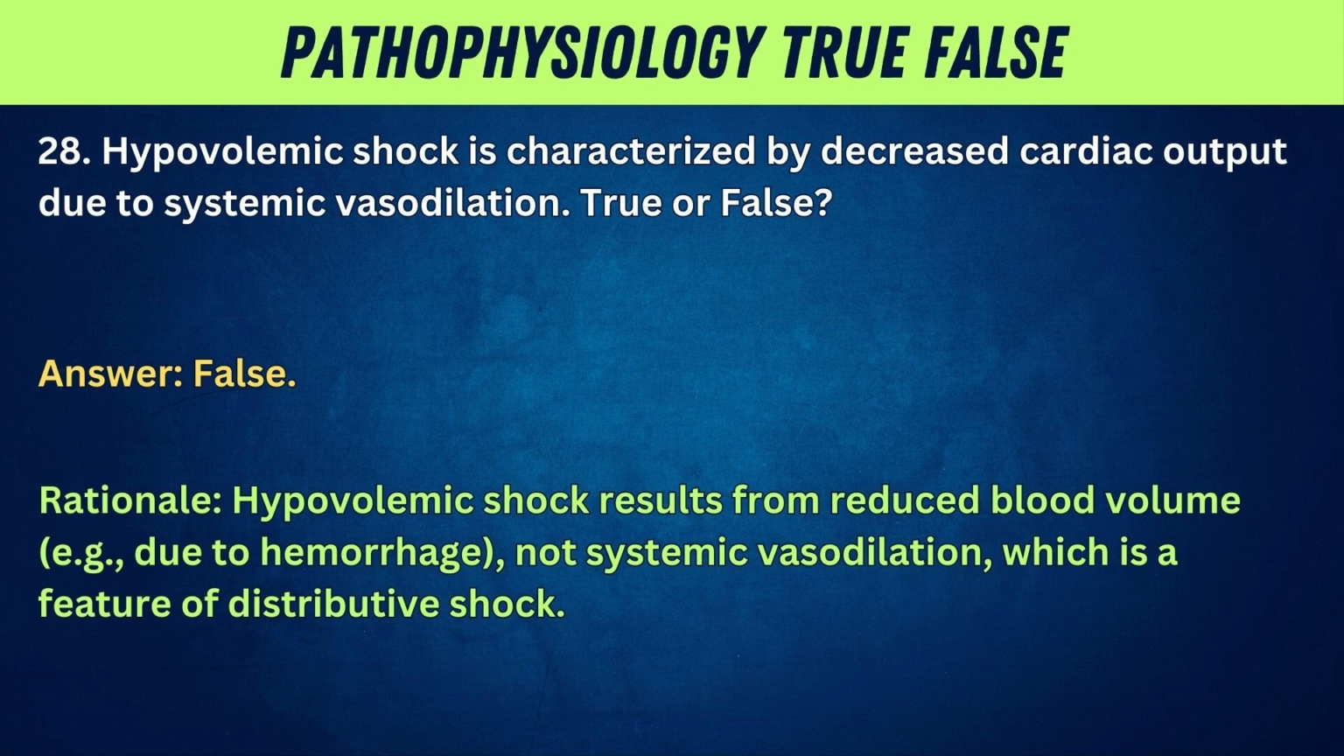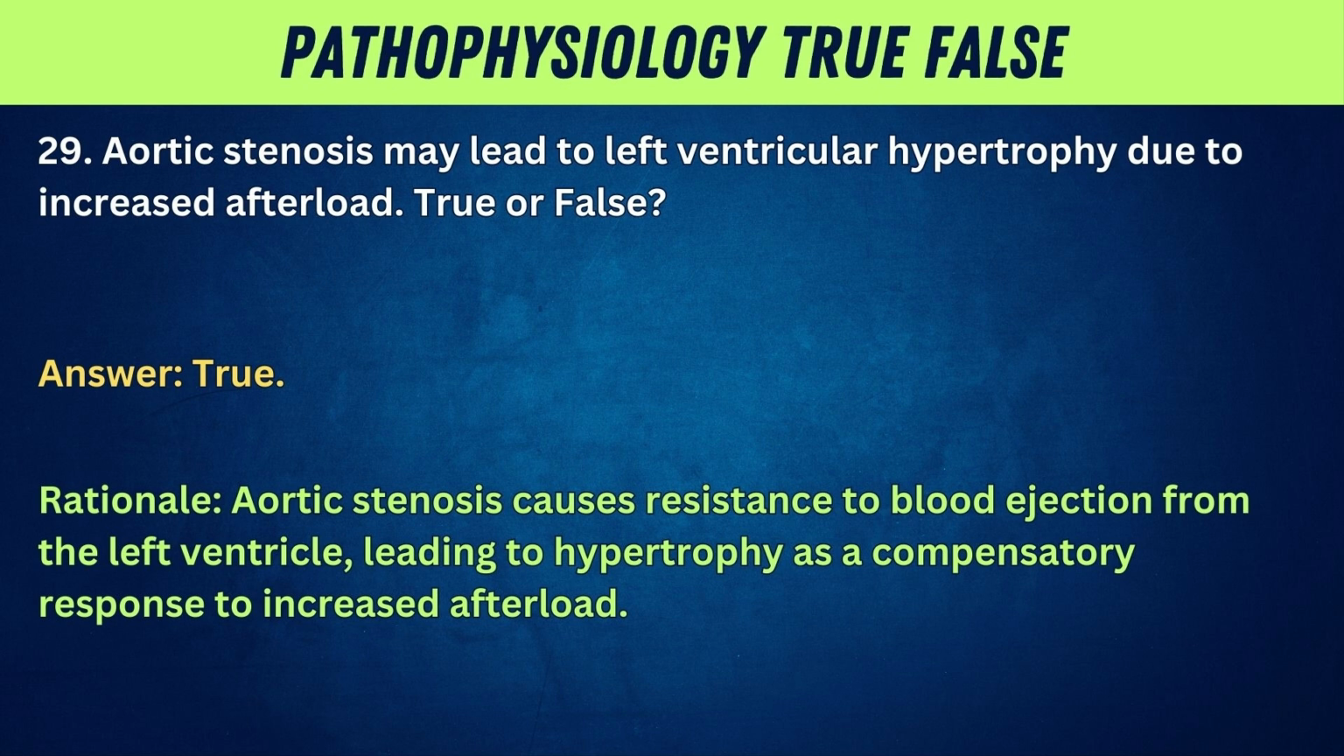28. Hypovolemic shock is characterized by decreased cardiac output due to systemic vasodilation. True or false? Answer: false. Rationale: hypovolemic shock results from reduced blood volume, e.g., due to hemorrhage, not systemic vasodilation, which is a feature of distributive shock.